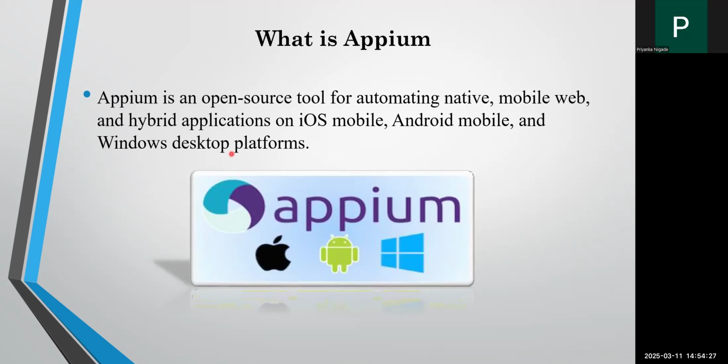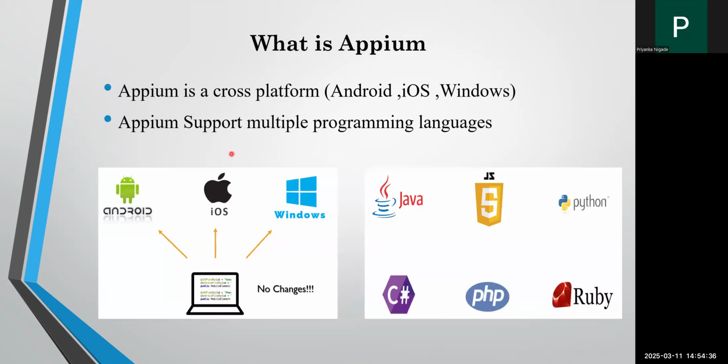It's open source, which means the source code is freely available and you can use it to test your mobile applications. Let's understand some features. Appium is a cross-platform testing tool like Selenium, which supports multiple platforms. Using Selenium, you are able to test your application on Windows, on Mac machines, and even on Linux platform.